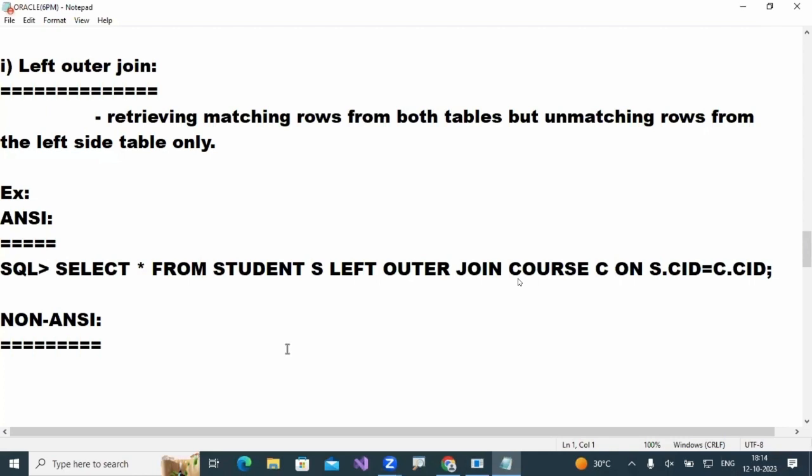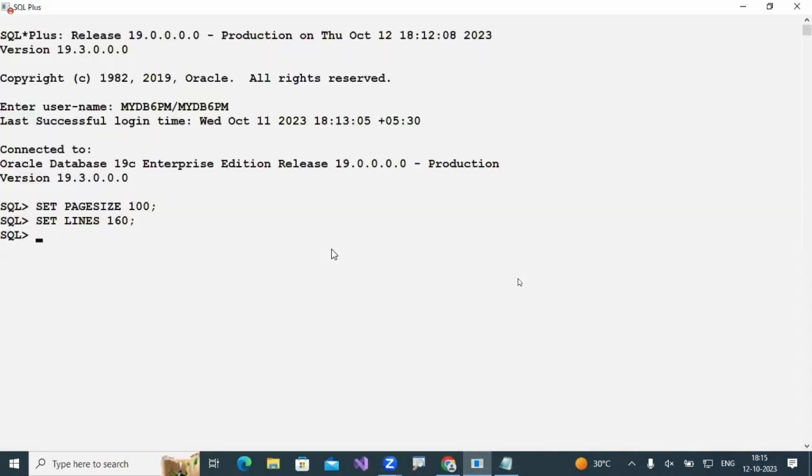Okay, right. So guys here, left outer join. Okay, now, anybody try? Got it? Okay.